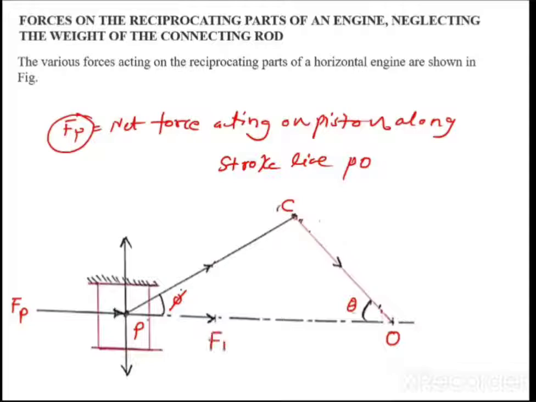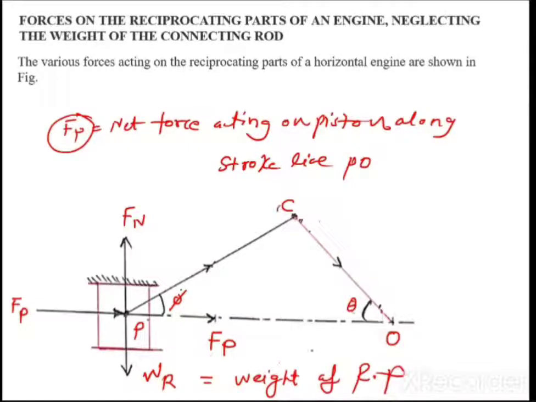Then this is nothing but the FP. Let us say FP is nothing but a force. I am showing FP here also. This FP is acting along the straight stroke line. Next, let us say Fn, and let us say this is nothing but the WR. What is WR? WR is nothing but the weight of the reciprocating parts, right?